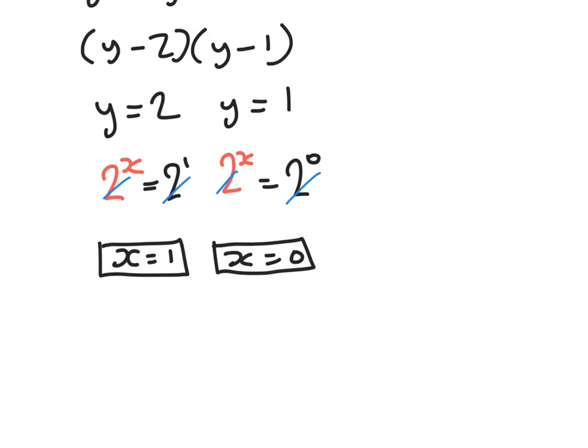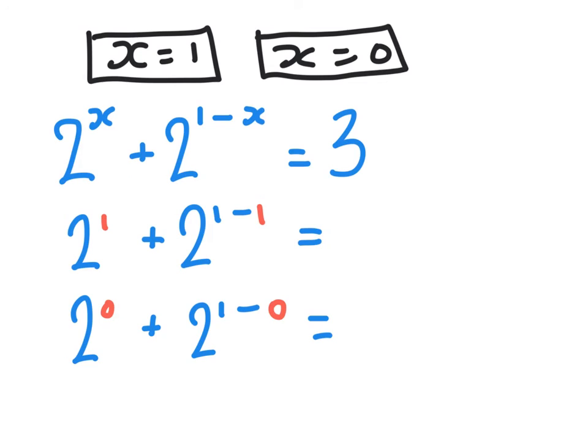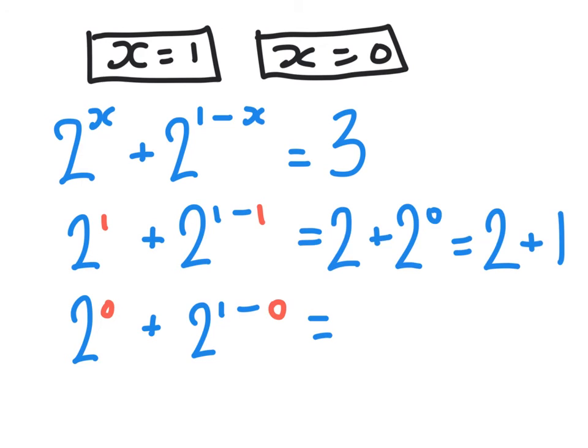Now I'm going to substitute them into my original equation and check do they work out. Check does my equation balance. So my original equation was 2 to the power of x plus 2 to the power of 1 minus x is equal to 3. So I'm going to first off substitute in place of the x a 1 and a 1. So I get 2 to the power of 1 plus 2 to the power of 1 minus 1. So 2 to the power of 1 gives me 2. 2 to the power of 1 minus 1 gives me 2 to the power of 0. And 2 to the power of 0 is 1. So I get 2 plus 1, which does give me 3.